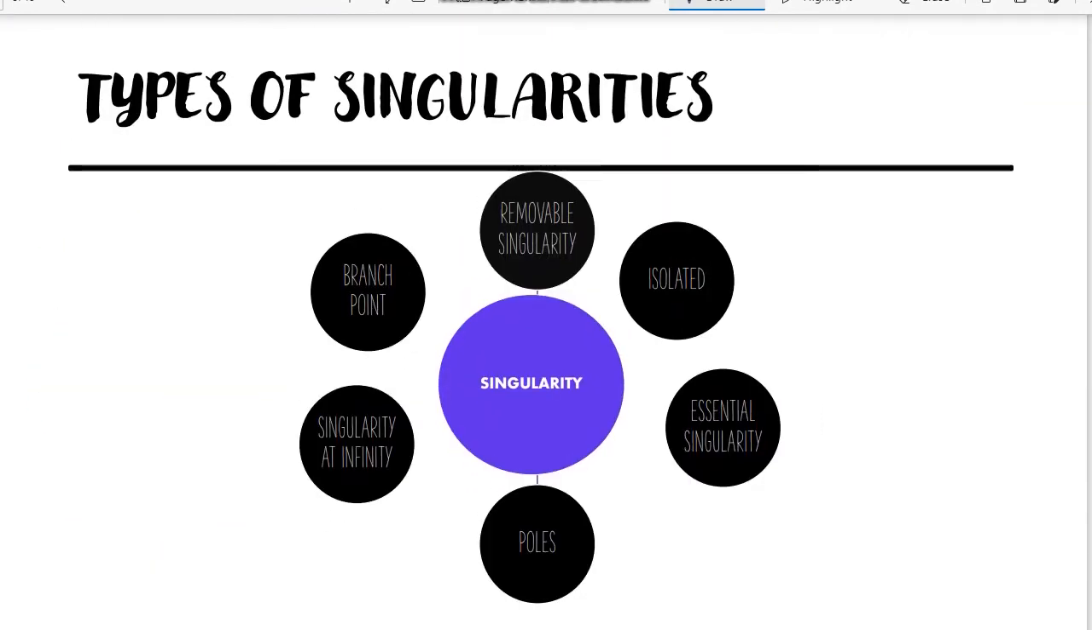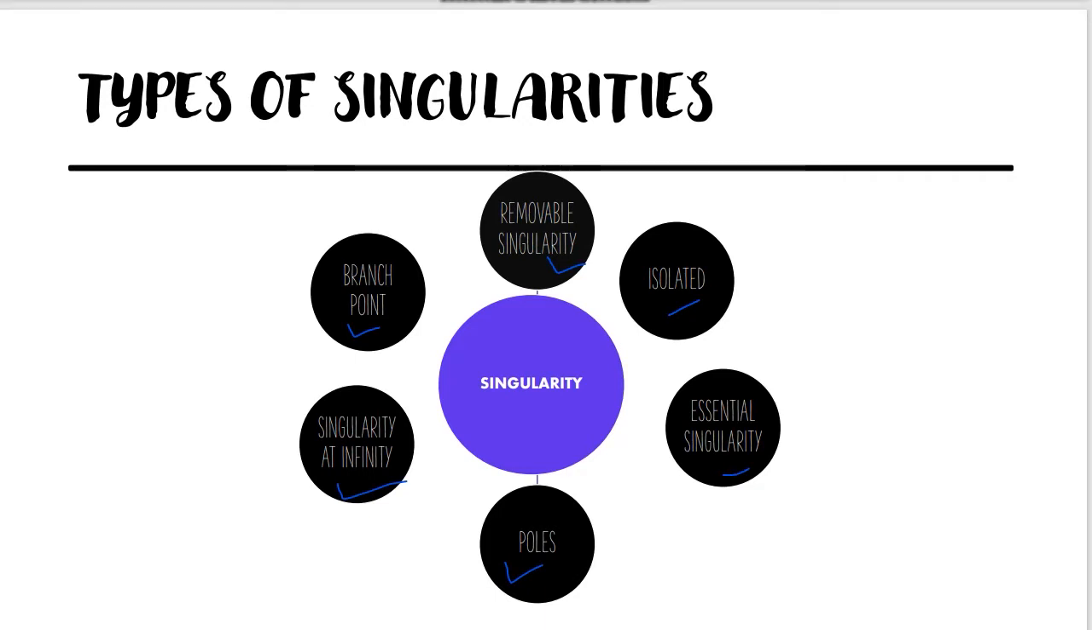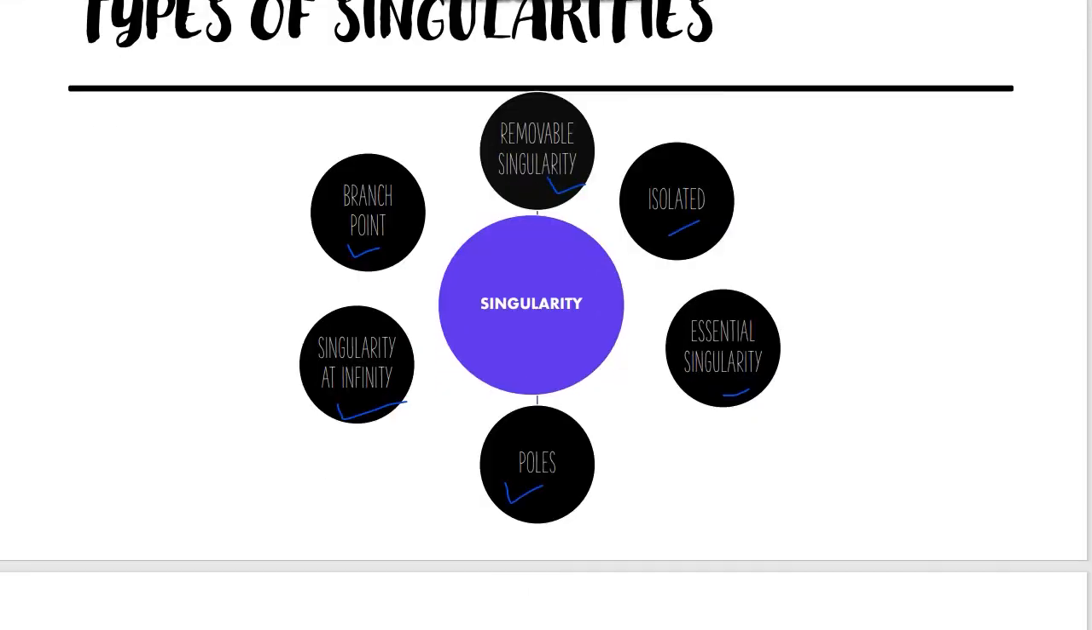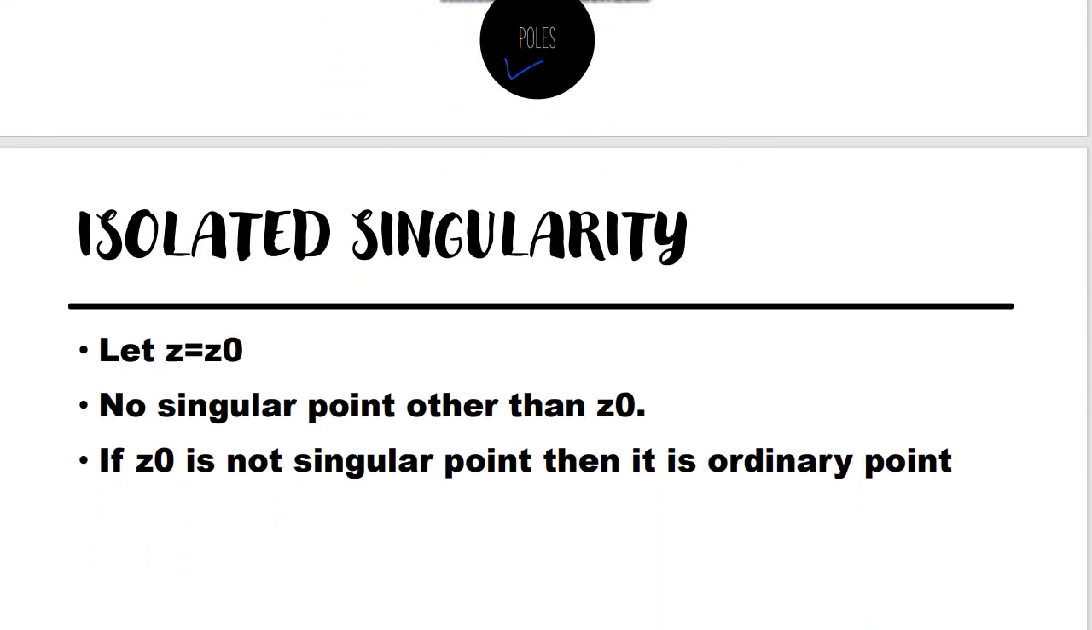So let us see the types of singularities. There are 6 types of singularities. The first singularity is poles. Second is singularity at infinity. Third, you can say a branch point, then removable singularity, isolated singularity, and essential singularities. In this video, we will go in depth and read about all these singularities.